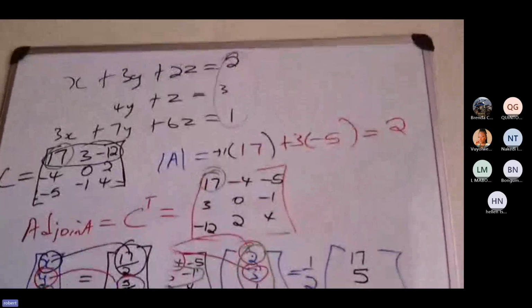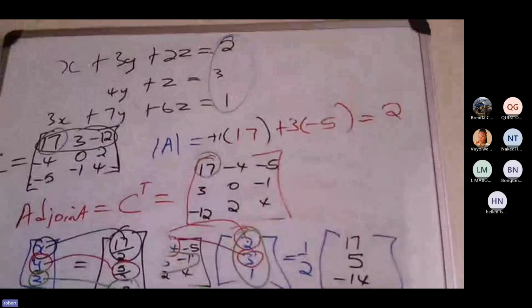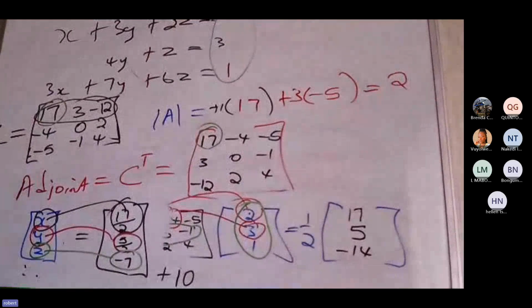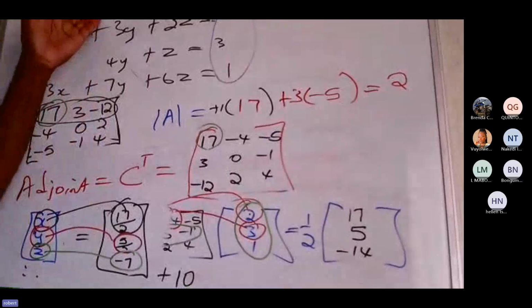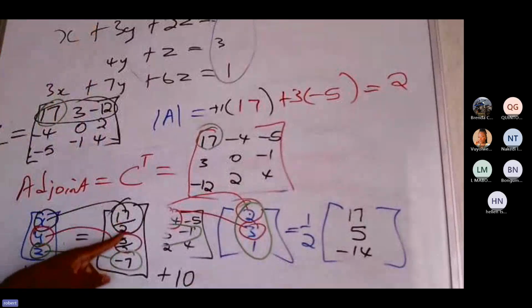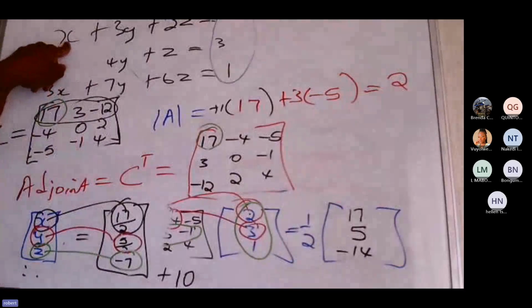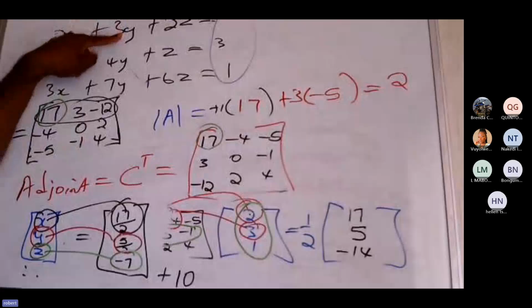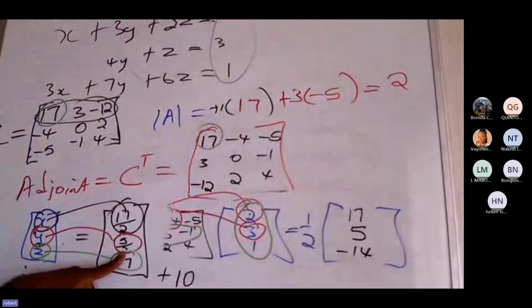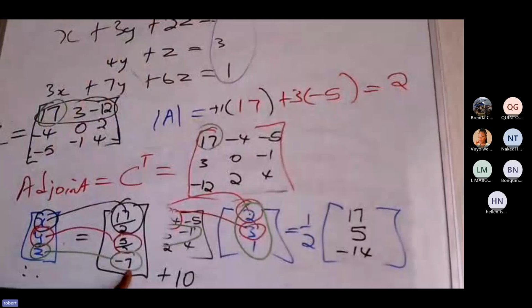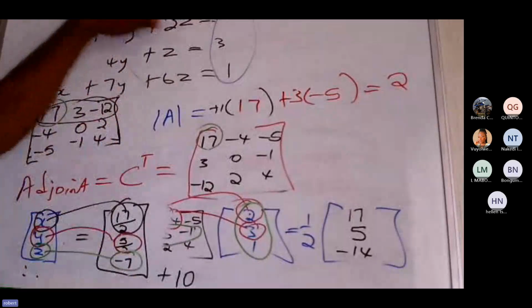But before you submit, if you still have time, meaning you must be quick, so that you will have time for checking. Then you substitute in here. X is 17 over 2, so you replace x by 17 over 2, plus 3 multiplied by y. You replace y by 5 over 2, plus 2 multiplied by z. Z is minus 7. And see whether the answer is 2.